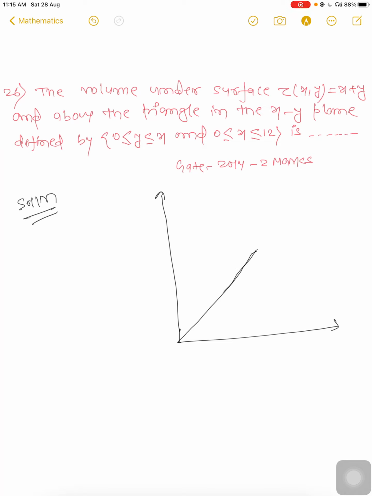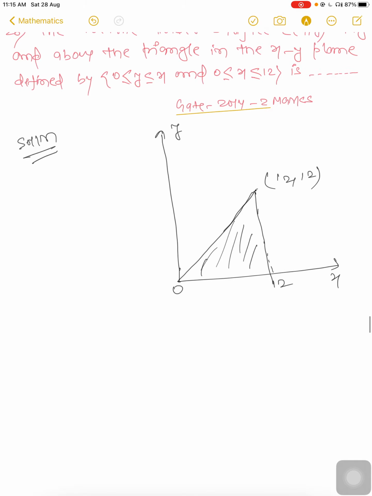Here y goes from 0 to x, which means y is equal to x, and x goes from 0 to 12. This one is x, this one is y, and here it will be 12, 12. So we have to integrate to find out the volume under this surface.